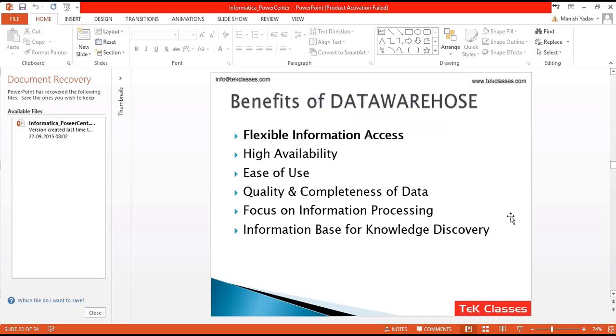Then the same thing, what are the benefits of a data warehouse? In technical terms, these are the phrases which we can use: high availability, ease of use, quality and completeness of data. Obviously, all the business rules are applied, so data is completely as per what business wants, as per the format decided before loading the data. Focus is on information processing, based on knowledge discovery and flexible information access. The read access will be given to all business managers, and they can log in anytime and get the information.